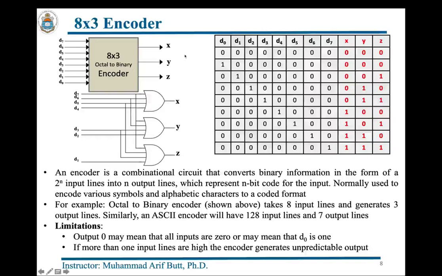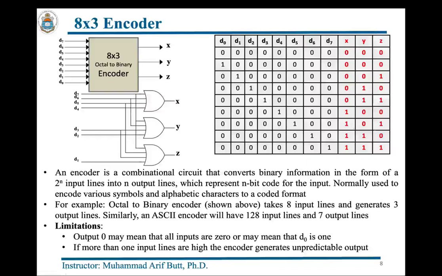If you see the truth table of this 8x3 encoder, these are the 8 input lines and these are the 3 output lines. Suppose D2 is 1, remember only one of the inputs is 1. If D2 is 1, we have output 0 1 0, that is binary 2. Suppose D5 is 1, we have the output 1 0 1, that is 5.